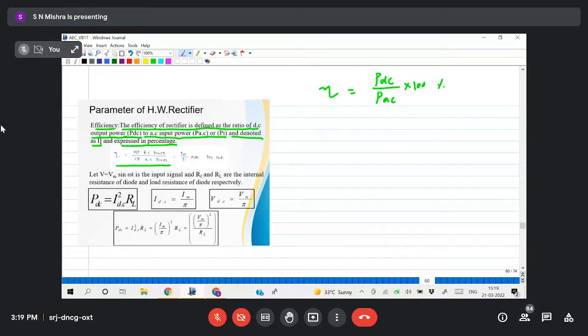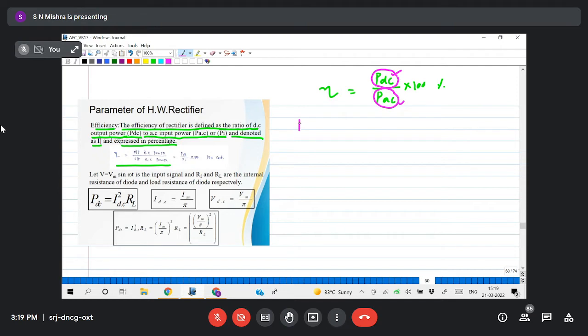In the rectifier circuit, we are giving input as AC and getting output as DC. So the output is DC power and the input is AC power. We take the ratio and multiply by 100 to get the percentage. That is the efficiency. Clear up to this? Yes, sir. Now, we'll calculate PDC first, then calculate PAC, then take the ratio and find the efficiency.